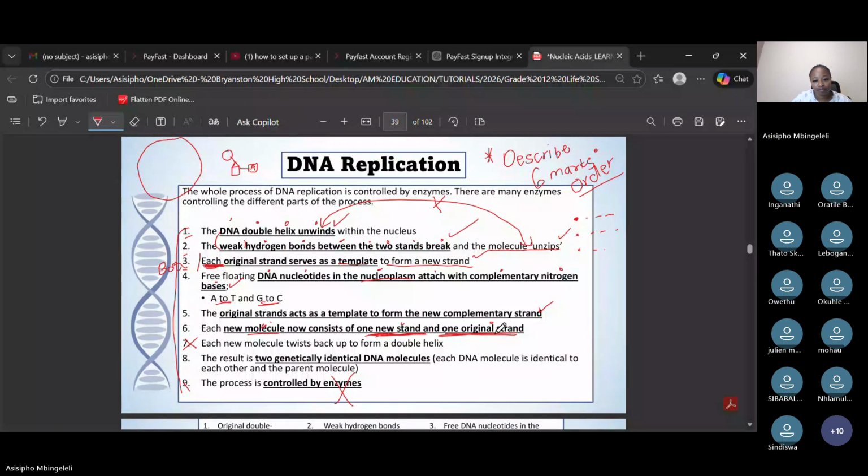Ma'am, can I ask? Yes? Ma'am, what is the difference between point 3 and point number 5? Point number 3, we are still having our two strands. And I think when I do the diagram, it will all make sense. We are having the two strands and we're saying they are going to act as a template for us to form new strands. Now at point number 5, the original strands will act as a template to form the new complementary strands. I think they speak about the same thing.